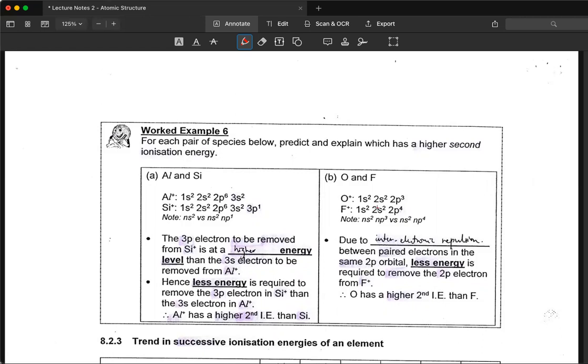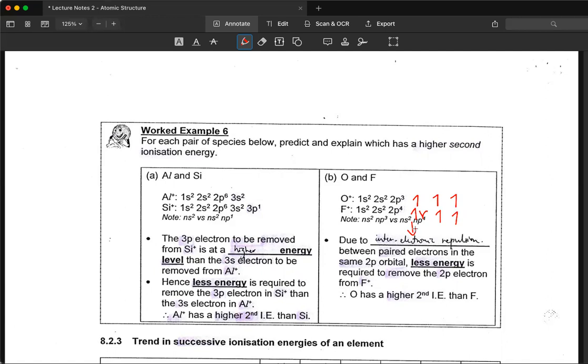As for oxygen and fluorine, the reason is a bit different. It's not about higher energy level. It's about paired electrons. So for the O+ ion, if you sketch the electron-in-box diagram, it looks like this. For F+, right, it will look like this. So you will see there is inter-electronic repulsion between the paired electrons in the 2p orbital of F+. So less energy is required to remove the 2p electrons.